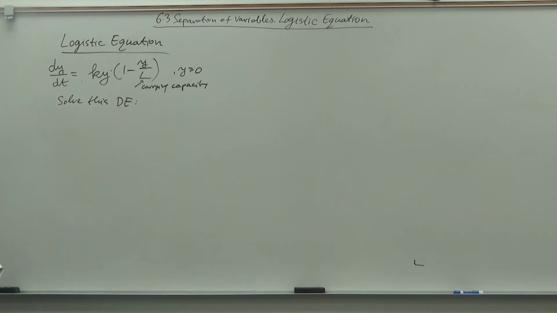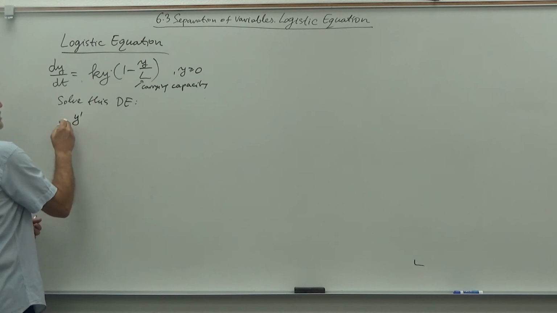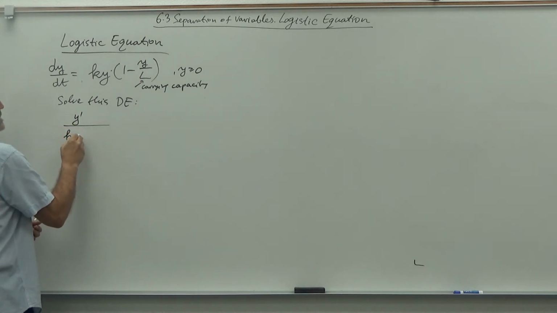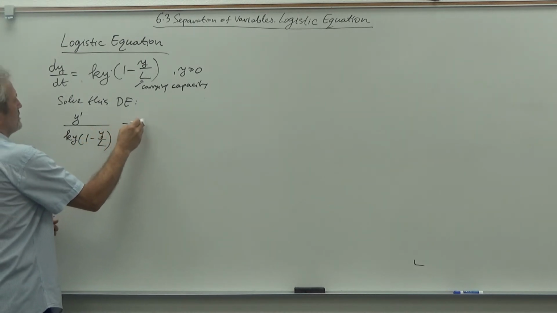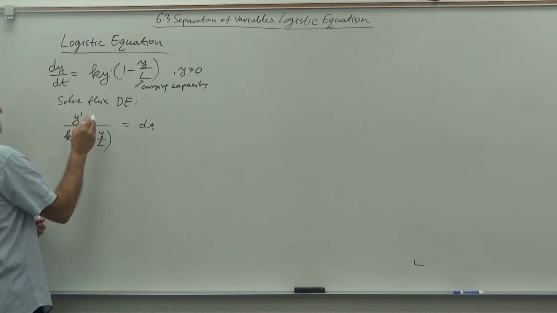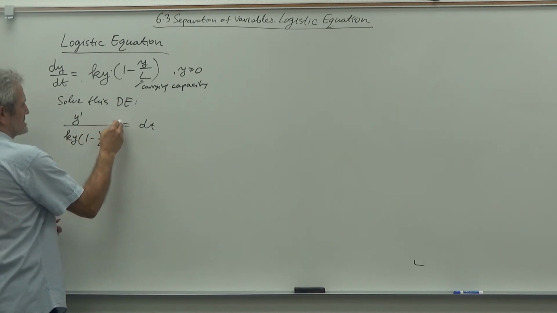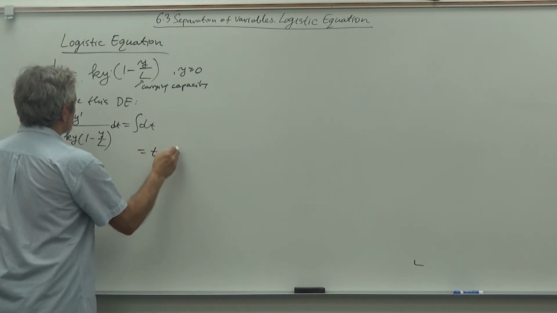So what we get, we'll just separate and integrate, and that's it. So we'll get dy over dt, which is y prime, or ky times 1 minus y over L, equals to dt. We'll put the dt here on both sides and integrate. So what do we get here? The integral of dt is just t plus c.